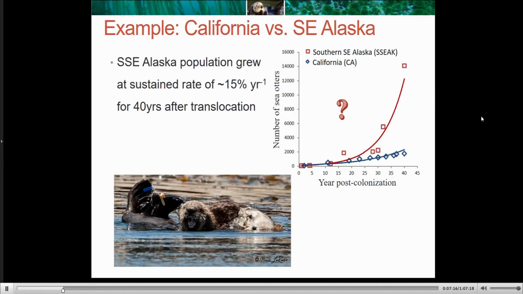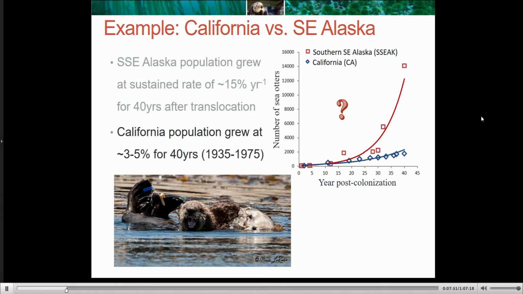So again, here's some specific data showing you that difference. The red line you see on the graph is Southeast Alaska. That population grew at close to, actually a little less than, Rmax, about 15% per year for 40 years consistently after translocation. And then you can see that blue line, that's the California population from the point it was first discovered in the 1930s, for 40 years after that, and you can see a much slower rate of recovery, about 3 to 5% over a 40-year period. So these are very different looking recovery trends, and of course the question is why.